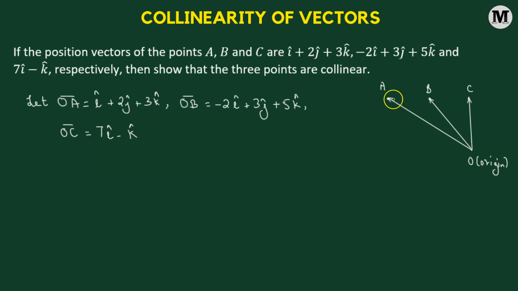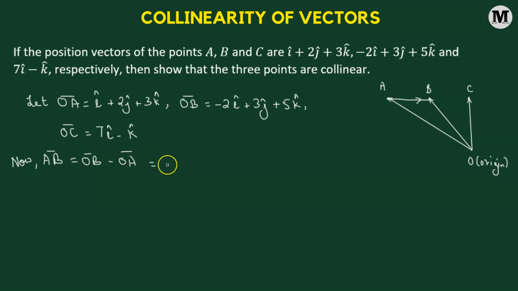Fine. Now what we'll do, we'll join point A and B with the help of a vector going from A to B. So here AB vector, this is defined in terms of the position vector as OB vector minus OA vector. That means position vector of the final point minus the position vector of the initial point.